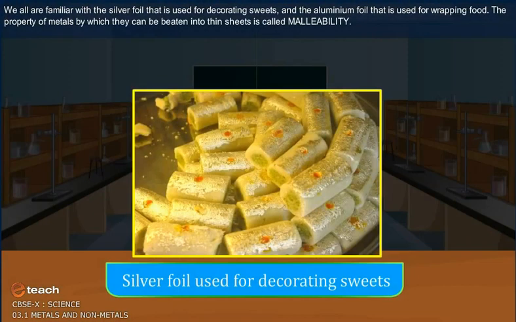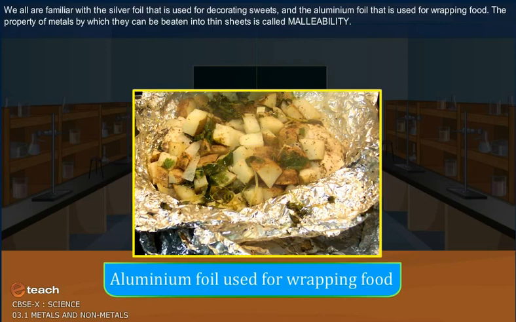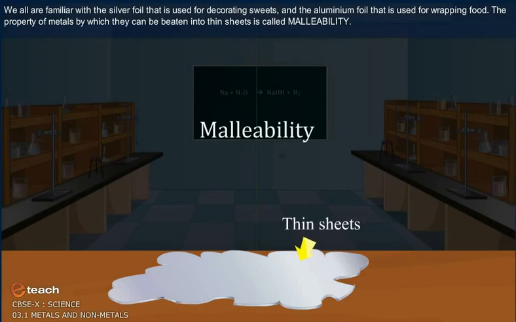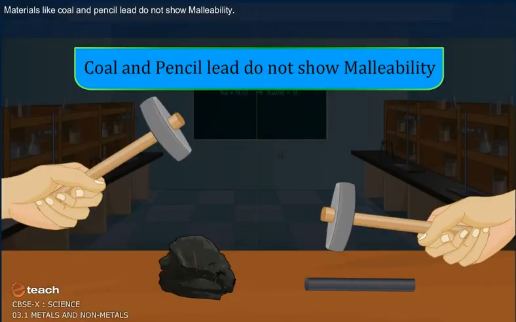We all are familiar with silver foil used for decorating sweets and the aluminium foil used for wrapping food. The property of metals by which they can be beaten into thin sheets is called malleability. Materials like coal and pencil lead do not show malleability.